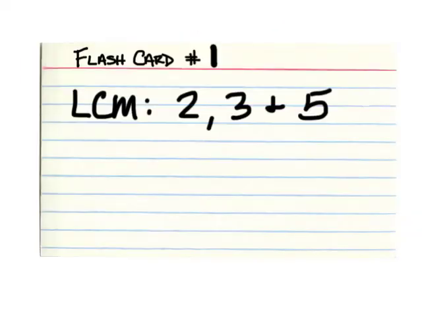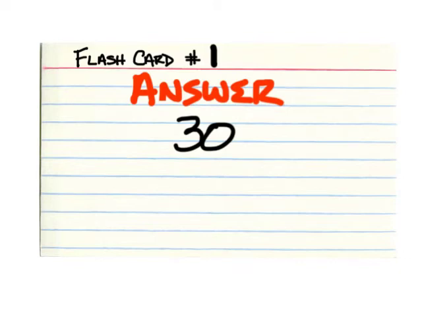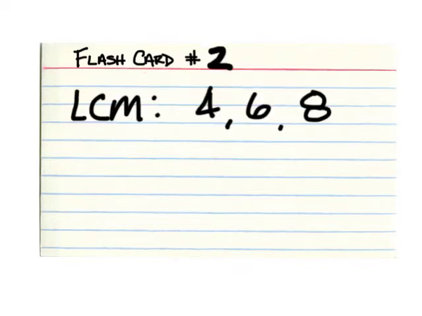Flashcards first. What's the least common multiple between 2, 3, and 5? The lowest number they all go into. 15. Well, not 15. Close. If you go by 2, it would be what? Yes. Answer is 30. 4, 6, and 8.